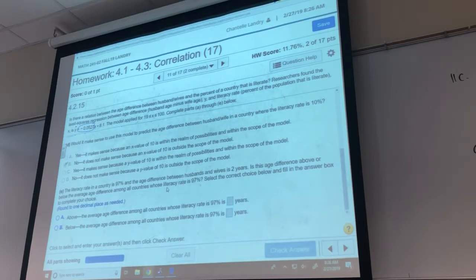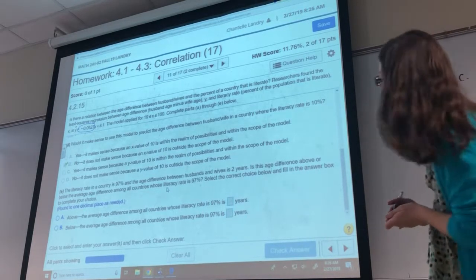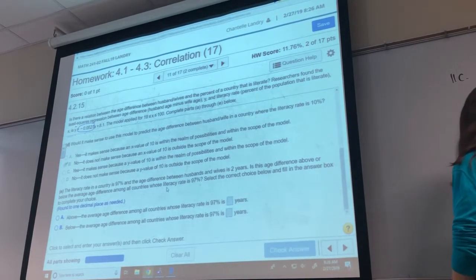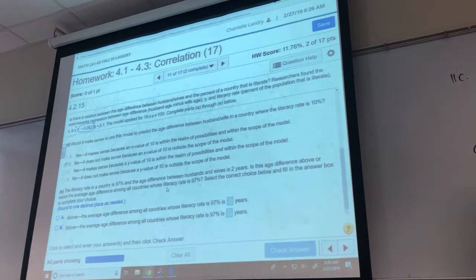Okay. So they tell you the literacy rate is 97%, and the age difference between husbands and wives is 2 years. And they ask you, is this age difference above or below the average? So for part E, my literacy rate, which is x, is 97%, right? And my y, the difference between the two, is a positive 2. And so that's my actual observed value. So to see if it's above or below average, I need to figure out what the predicted value is.